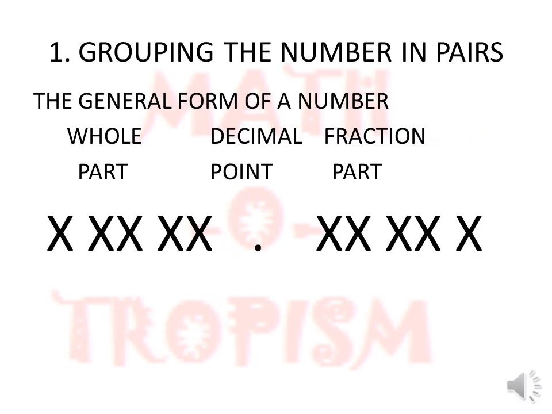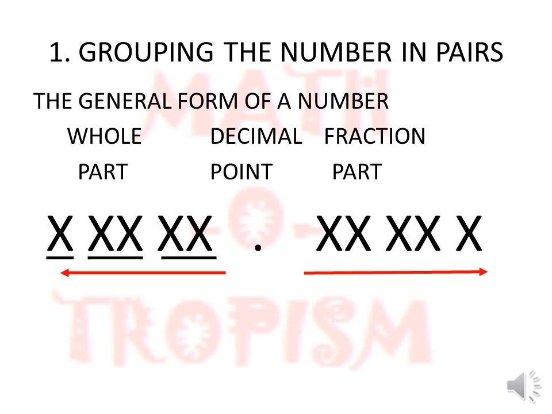So first, start with the grouping of the number in pairs. The general form has a whole part, a decimal and a fractional part. Sometimes the second two are not there, only the whole part will be there. So we start from the decimal point towards the left for the whole part and do 2 at a time. So from the 10th digit, 1st digit, we start with 2 at a time.